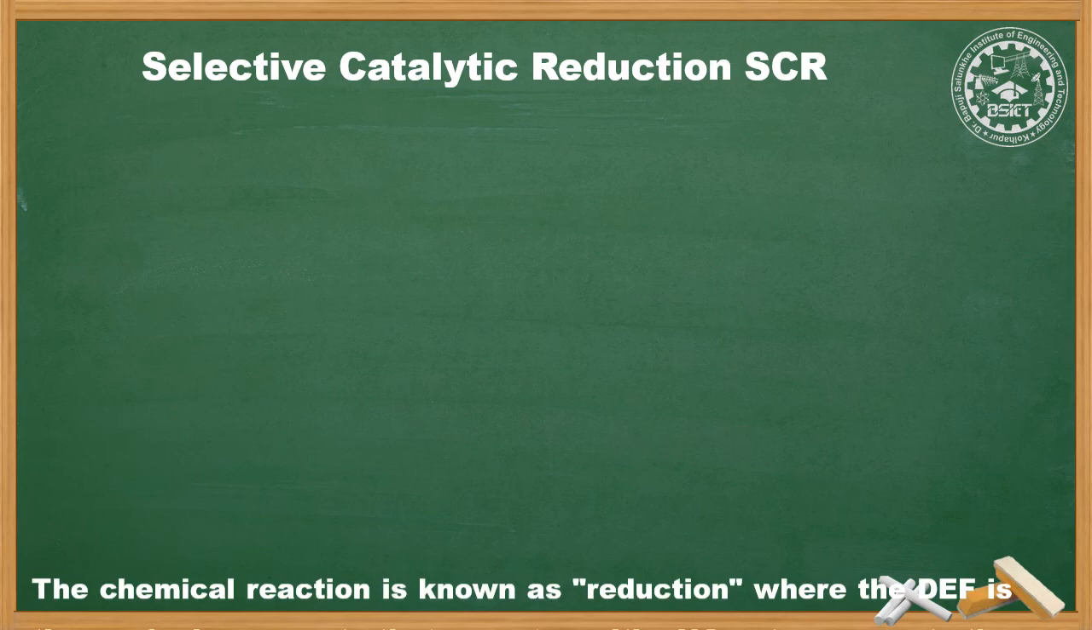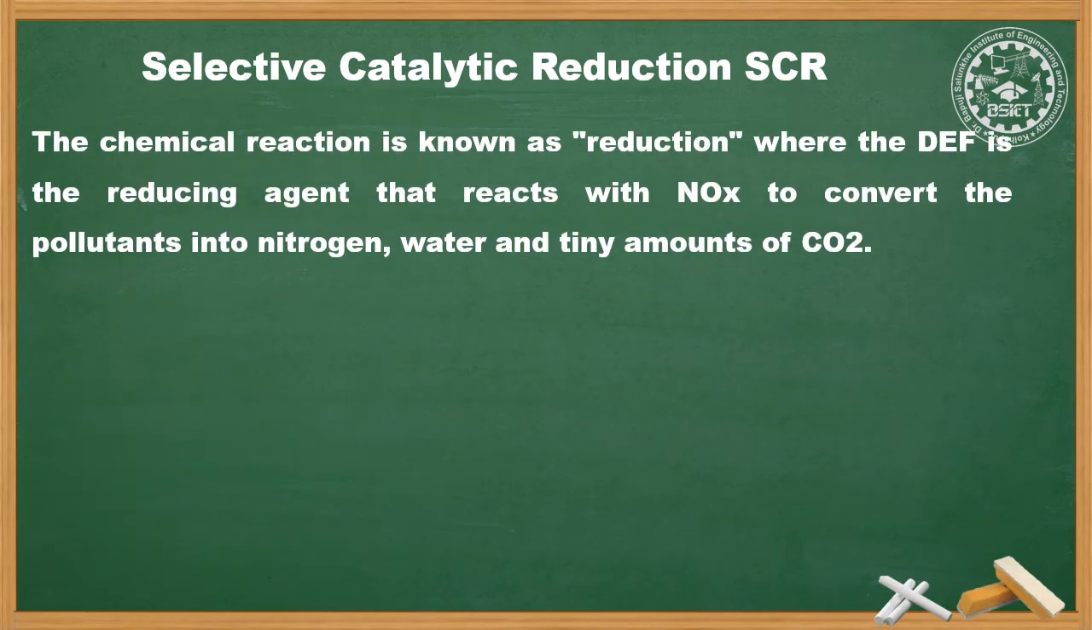The chemical reaction is known as reduction, where the DEF, that is diesel exhaust fluid, the reducing agent, reacts with NOx to convert the pollutants into nitrogen, water and tiny amounts of carbon dioxide. SCR reduces about 75 to 90% of NOx. Simultaneously, it also reduces hydrocarbon emissions by 80% and particulate emissions by 20 to 25%. A gas sensor is used, particularly a NOx sensor, with a closed loop system in the downstream of the catalytic converter.